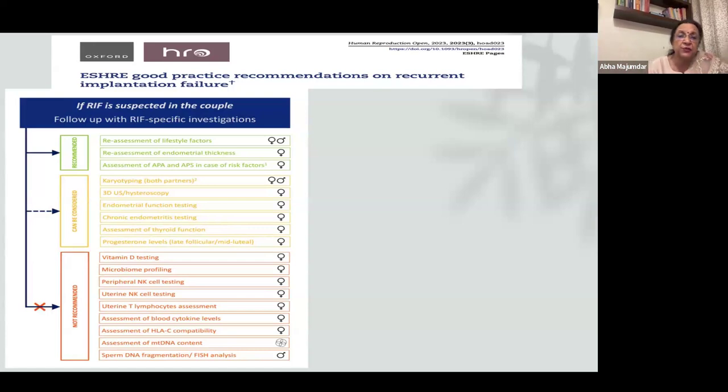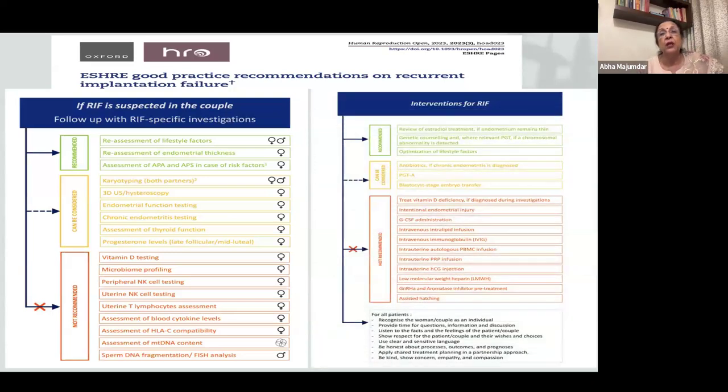Assessment of thyroid function, which we usually do for all our patients. And the last important thing is progesterone levels, in the late follicular to mid luteal phase, just pre-implantation. If the progesterone levels are low, then we can supplement. So having said that, what all can we do? In the recommended one, after you've done all this, what treatment can you do?